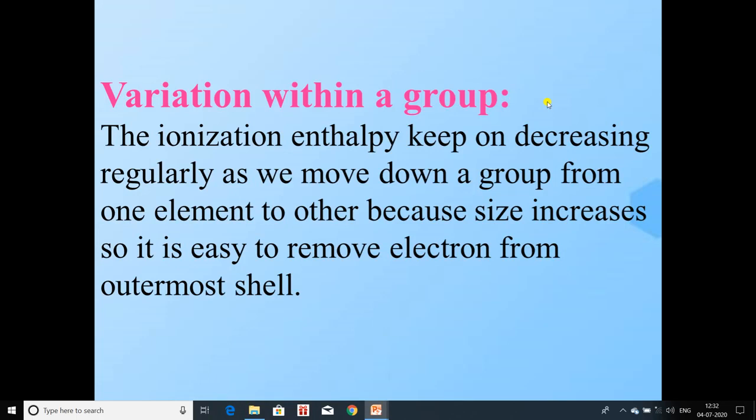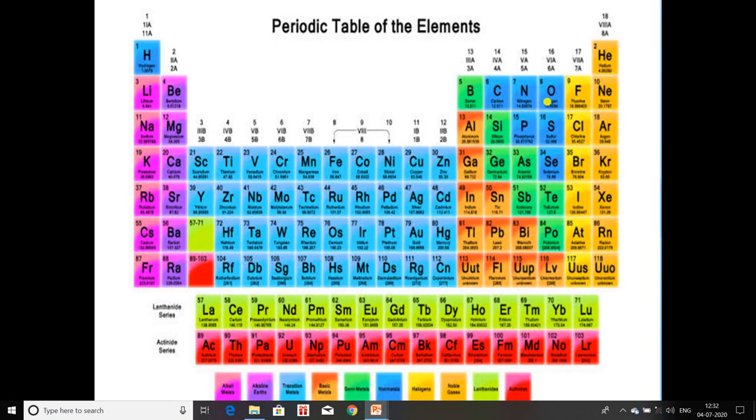Now, variation within a group. The ionization enthalpy keeps on decreasing regularly as we move down a group from one element to other because size increases. So it is easy to remove an electron from the outermost shell. When we go down the group, the size of the atom increases, and as the size increases, that means it is easy to remove an electron from the outermost shell in their gaseous state.